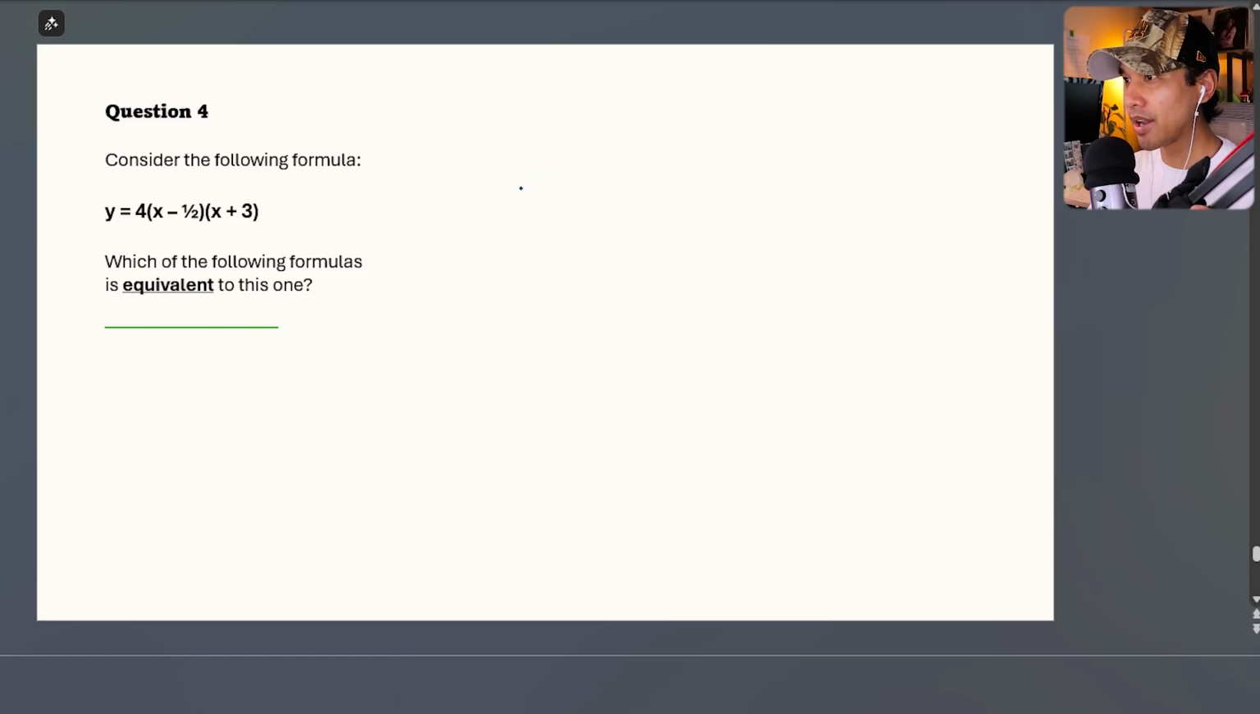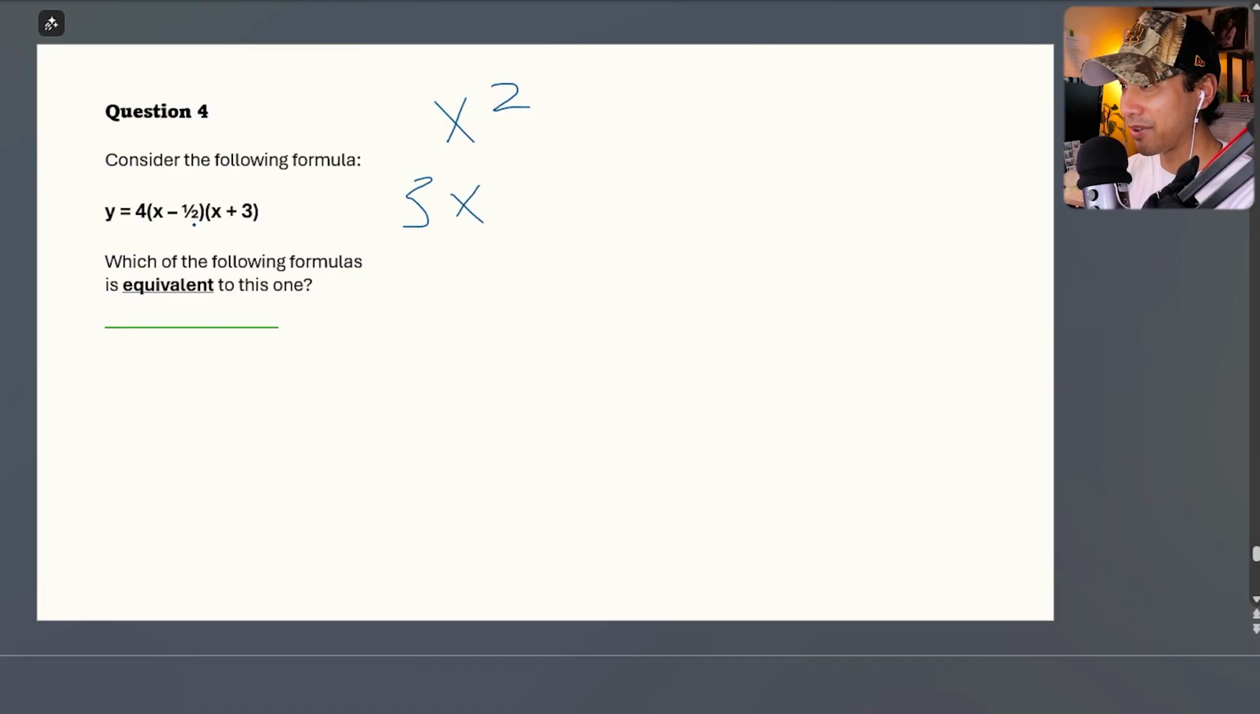Okay, let's go ahead and do this. What is x times x? Okay, we're going to go through this fast. I'm not even going to put the lines here for the FOIL method. I'm just going to go along with it. X times x is x squared. Okay, x times 3 is 3x.